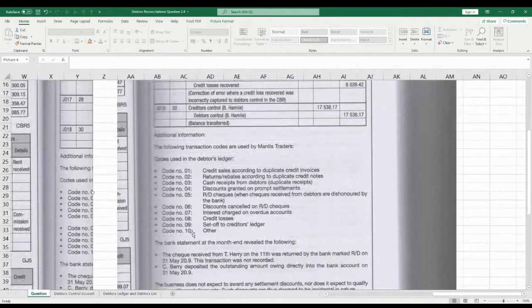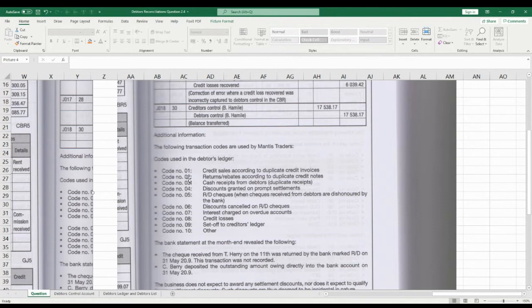Then you remember they've given us the codes. Now, when we discussed this in the first semester, these codes represent a specific type of transaction in your debtors ledger. Now you indicate that code with that type of transaction. So for example, code 1 is credit sales. So every time there's a sale, we'll show 01. If there are any returns or rebates, we'll show 02.